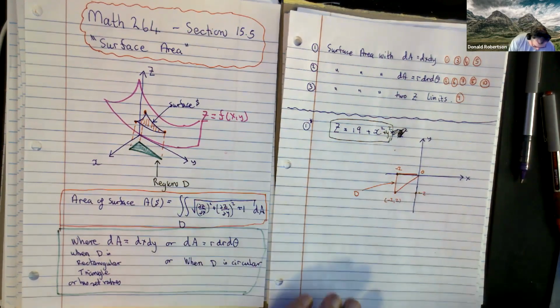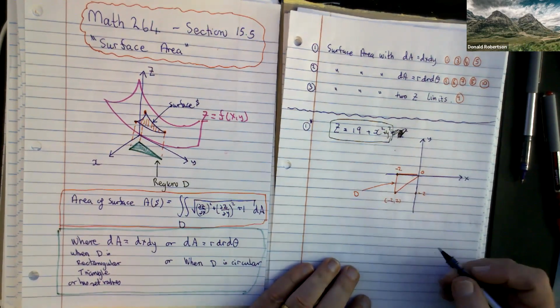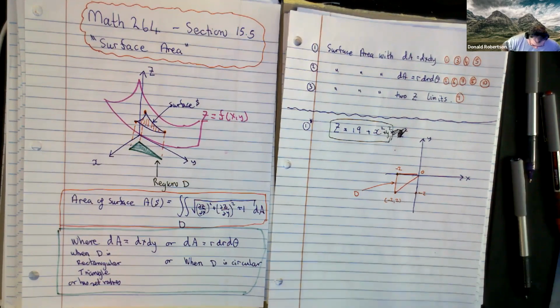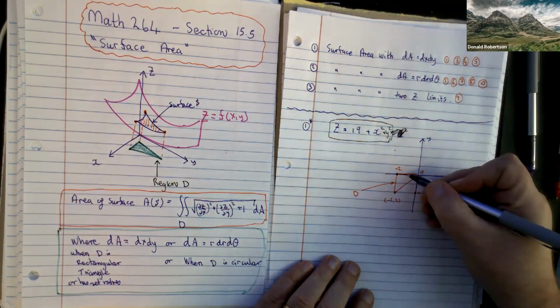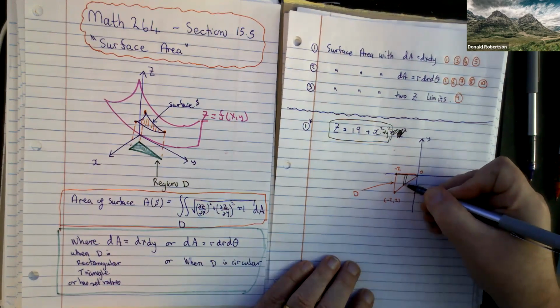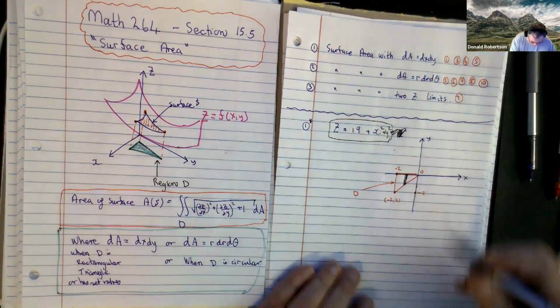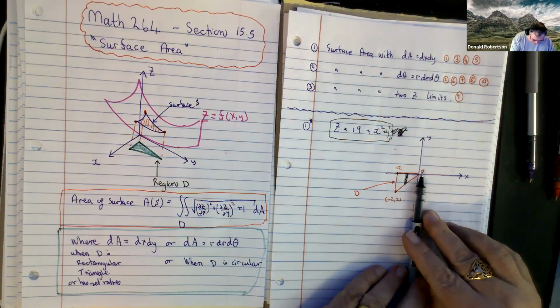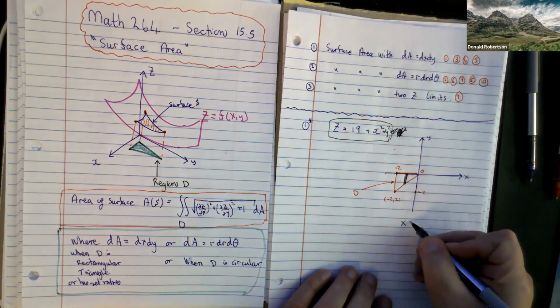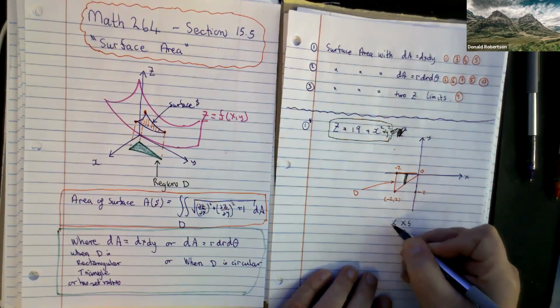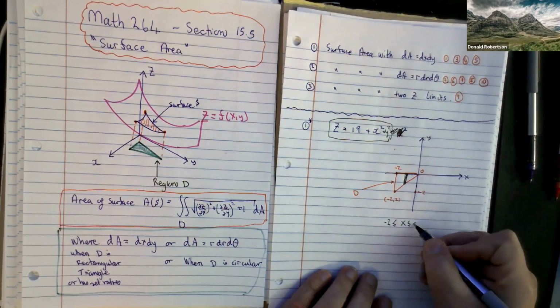So let's go straight for the region D, and I want to find out its limits of integration. I would think the best way to do this shape would be to scan it along the x-axis this way. And if I scan it along this way, the values of x go from what, -2 to 0?